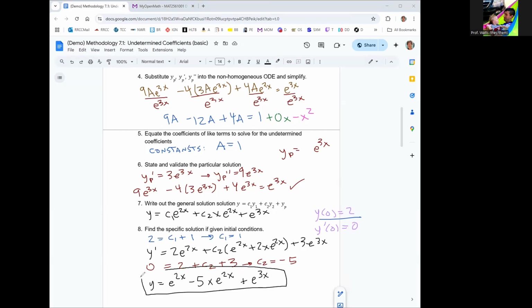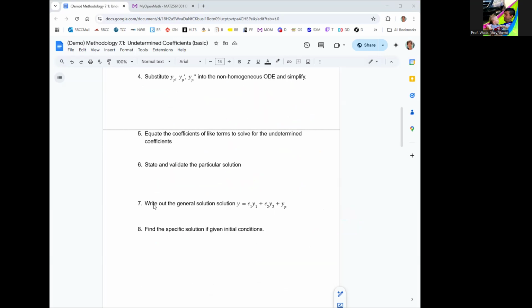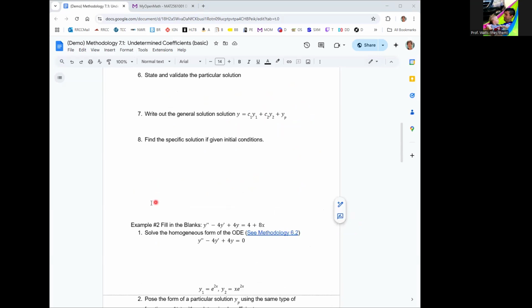So I don't have us validating that final specific solution, though you could. I figure at this point, the focus on validation is on the particular solution. So I had us validate right there. But you can validate at the very end as well. Never hurts to do some extra validation. So ready to go on to the fill in the blanks and your turn examples.